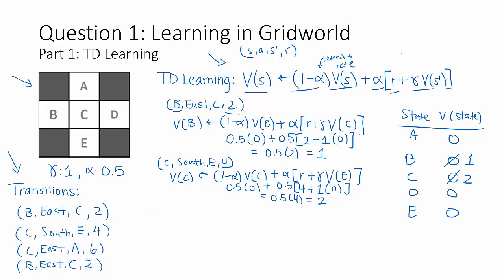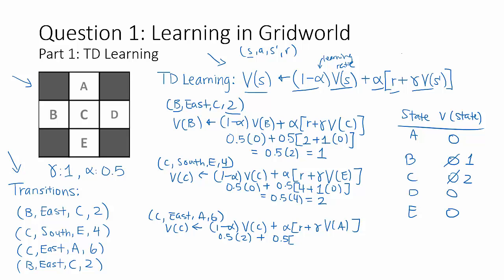Our next transition is C, East, A, 6. Again, the starting state is C, so we'll update the value for C. That's going to be 1 minus alpha V of C plus alpha R plus gamma V of the landing state, which is A. Putting in numbers, 1 minus alpha is 0.5. The value of C was previously updated to 2, so we're going to use the new value of 2 here. Plus alpha 0.5 times the reward, which is 6, plus gamma 1 times the value at A. Currently that's 0, so put a 0 here.